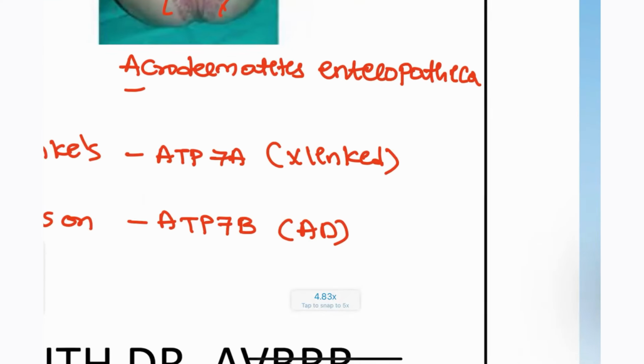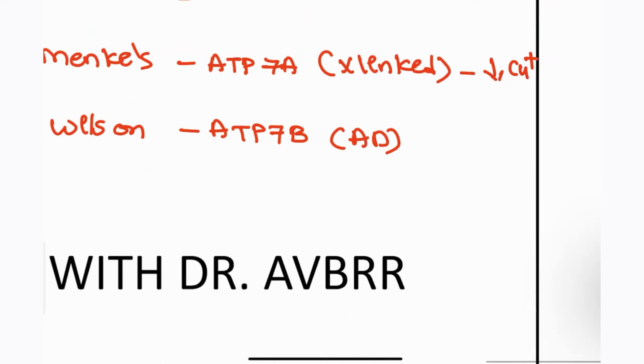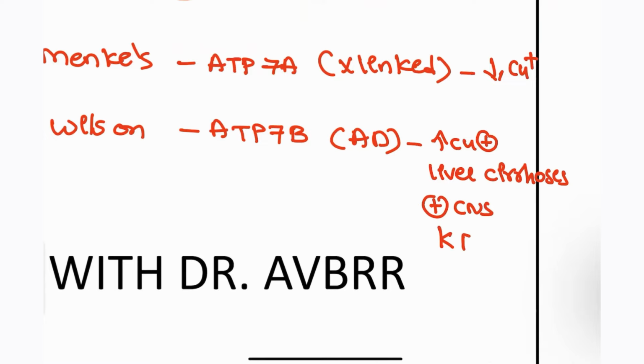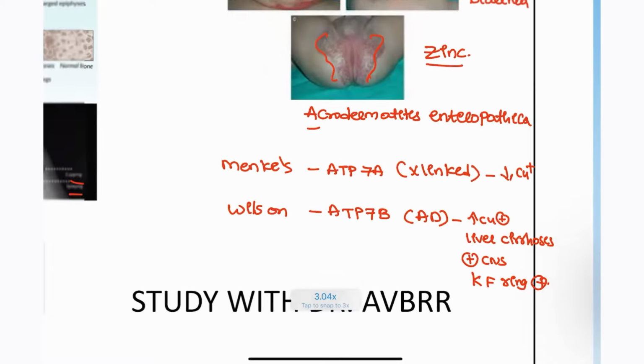In Menkes disease, copper is decreased in this patient. So the patient will have kinky hair, and also seizures and hypotonia will be seen. In Wilson's disease, there is increased copper, so the patient will have liver cirrhosis also. And if it also involves the CNS, it will be very detrimental. The classic sign, the KF ring sign, you are going to see in this patient, right? This is also one of the things that you have to remember, guys.